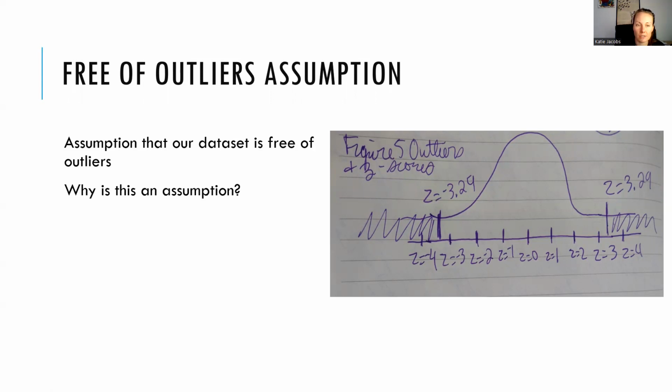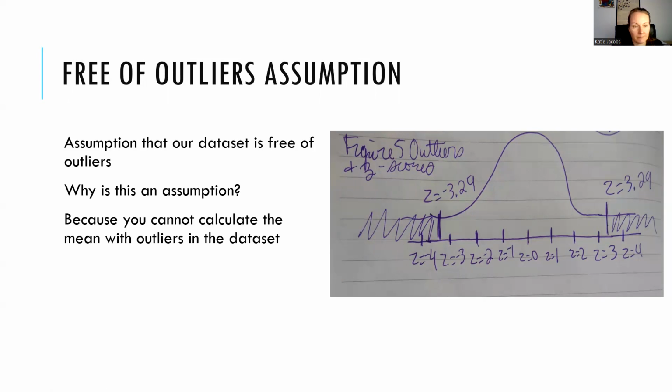Okay, in order to do this, let's talk about this first. Why is this an assumption? Why do we want it to be free of outliers? You remember that most of our formulas are going to require us to use the mean. You're right, and we know that outliers pull the mean toward the outlier and don't always accurately represent our data set. You're 100% correct. Okay, because we cannot calculate an accurate mean with outliers in our data set.